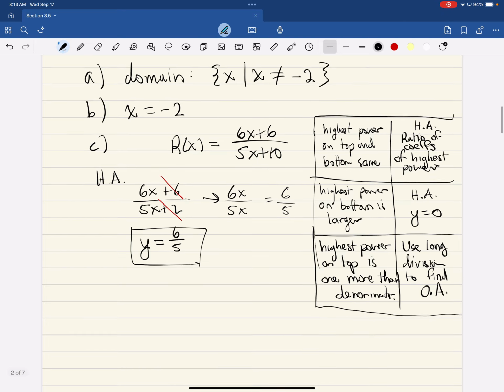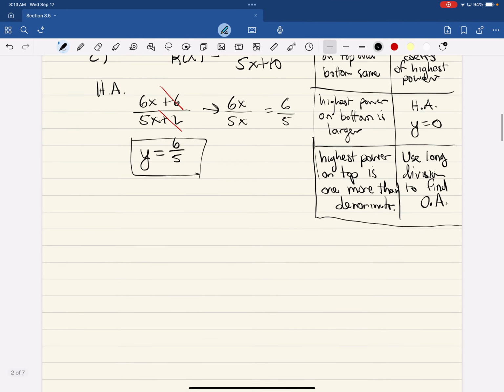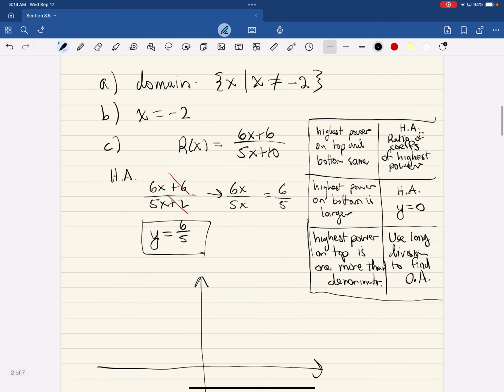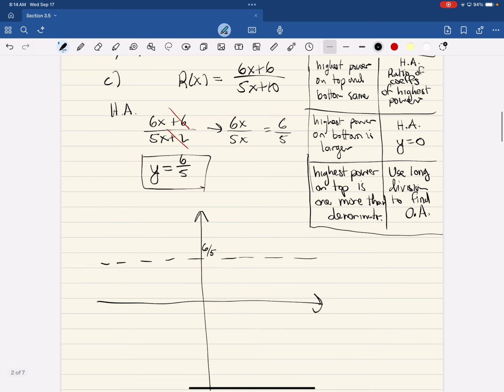And then, let's see, what else were we supposed to find in this one? We're supposed to sketch a graph of the function. In the homework, that will mean you need to pick the correct graph. So what we can do is draw our asymptotes to start out with, to give ourselves a template. So we have a horizontal asymptote at 6/5, so we have our height of 6/5 here. We have a vertical asymptote at x equals -2.